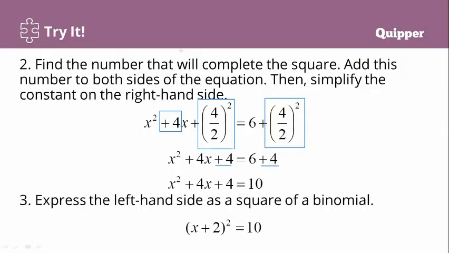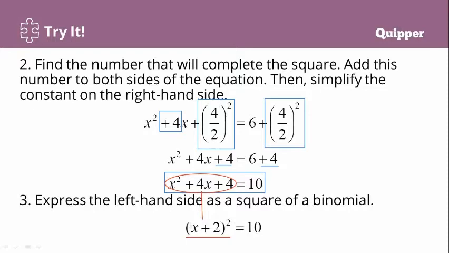So we now have this equation: x squared plus 4x plus 4 equals 10. Remember that the next step is we're going to express the perfect square trinomial as a square of a binomial. In this case, the perfect square trinomial is x squared plus 4x plus 4. Now, we are going to express it as a square of a binomial. Thus, we now have this square, x plus 2 squared equals 10. That is the square of a binomial of this expression, x plus 2 squared.